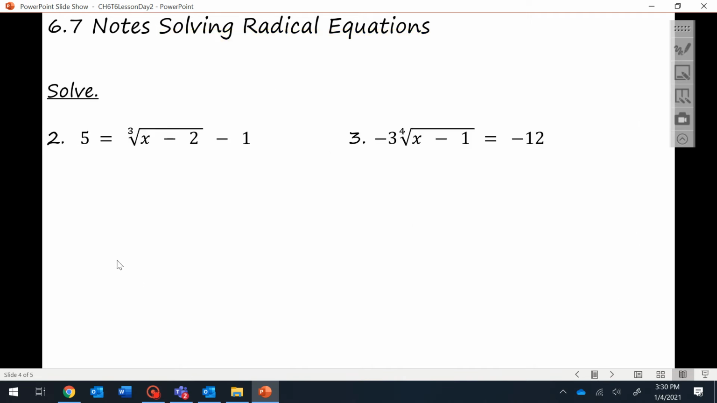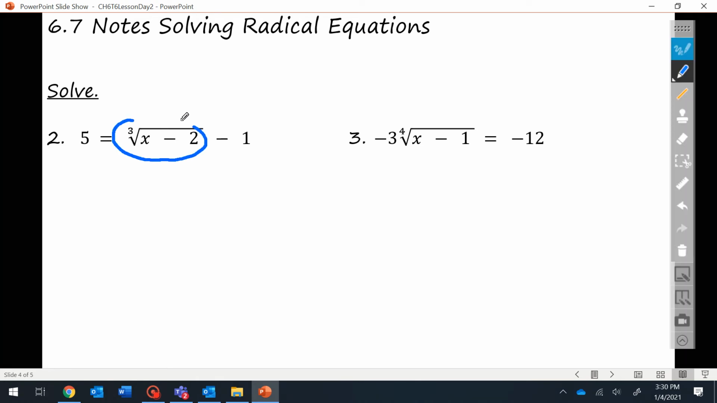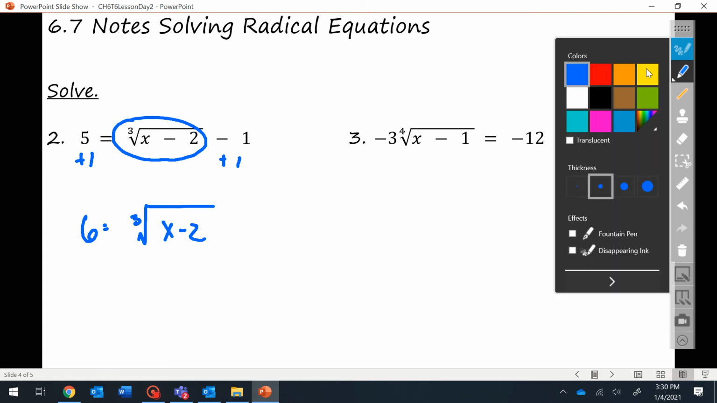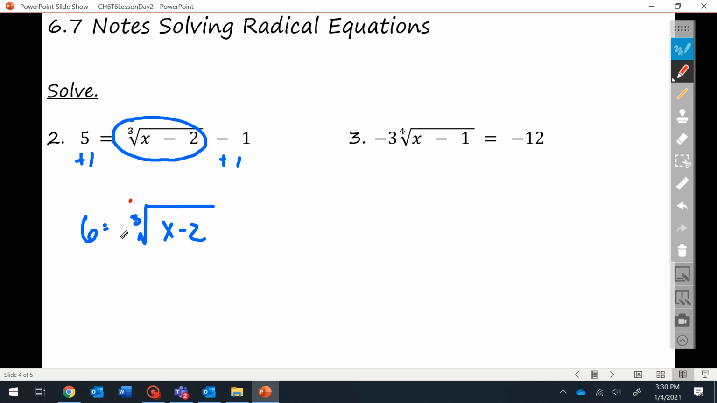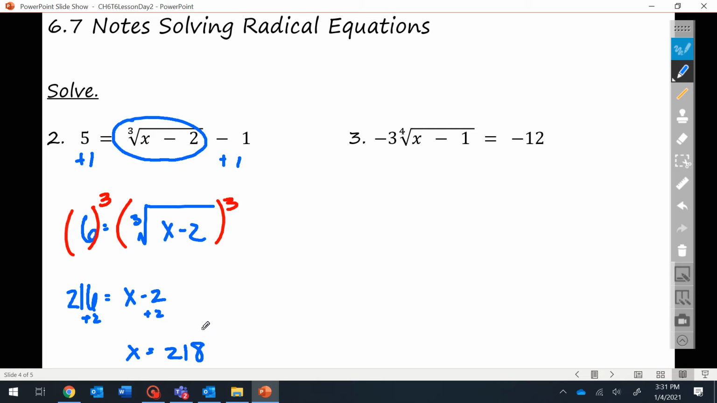Let's take a look at number 5. First of all, we will isolate the radical, which is right here. We'll do that by adding 1. We get 6 is equal to the cubed root of x minus 2. Alright, now we need to get rid of that index. We need to get rid of the radical. So we're going to do that by cubing both sides. Alright, so 6 cubed is 216. 216 is equal to x minus 2. We'll add 2 to both sides. We get x is equal to 218.